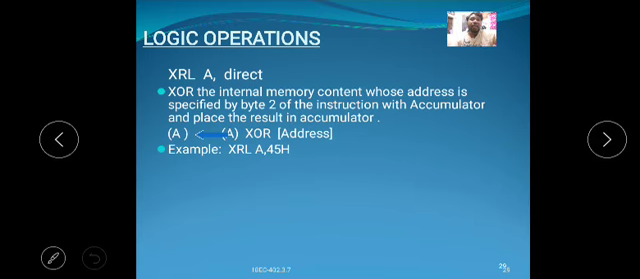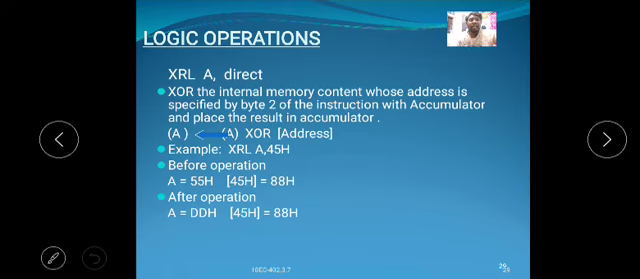XRL A, direct. XOR the internal memory content whose address is specified by byte 2 of the instruction with the accumulator and place the result in the accumulator. A tends to A XOR address. Example: XRL A, 45H.